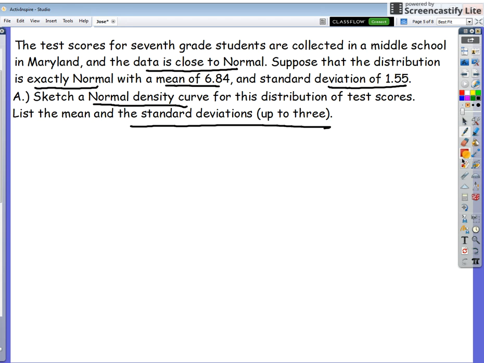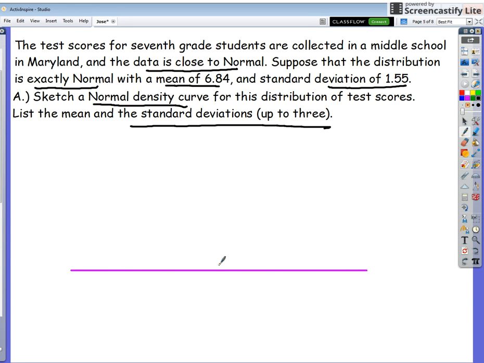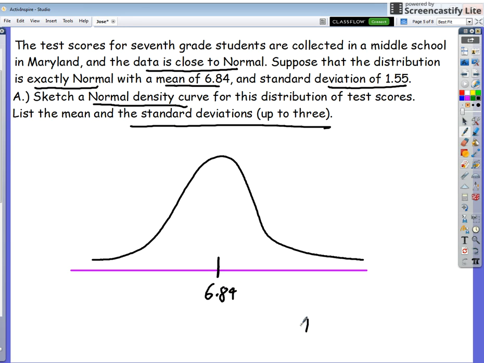The way we could do this is very simple. We draw our x-axis first, and here in the middle would be our mean, which is 6.84. To reiterate, the right side is always adding, and the left side is always subtracting. Here we're always adding 1.55, and here we're always subtracting 1.55 from our mean.